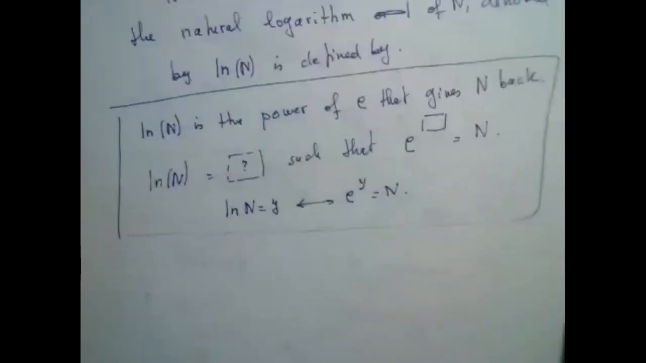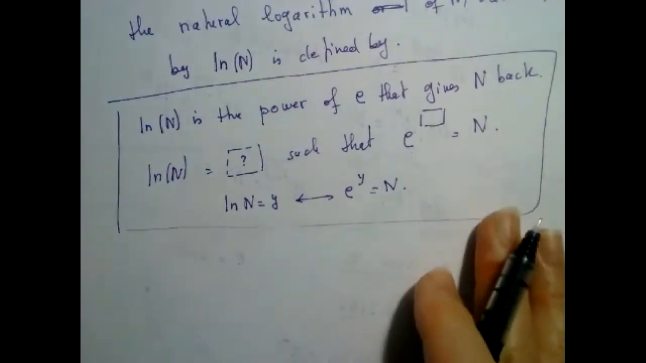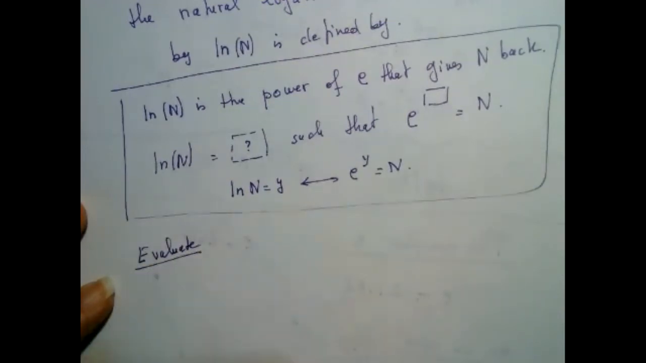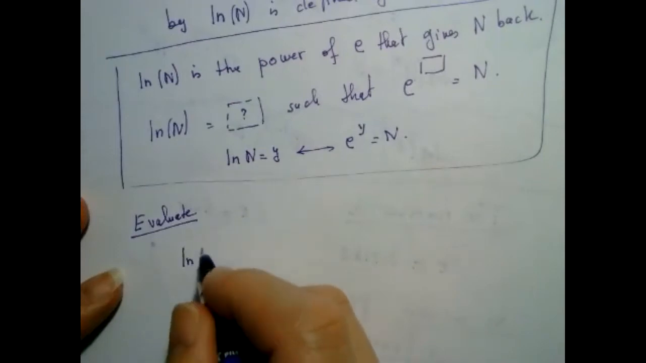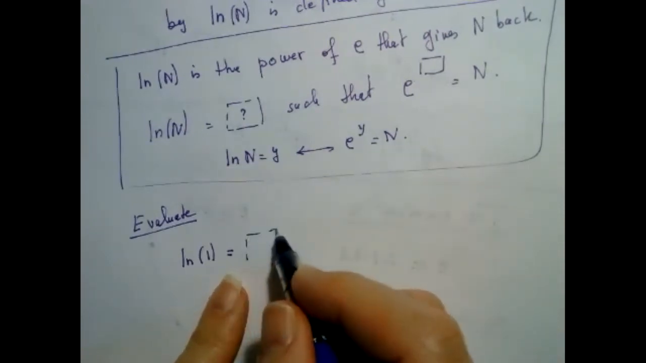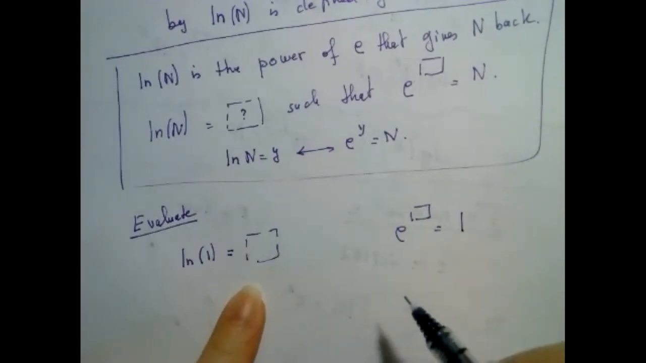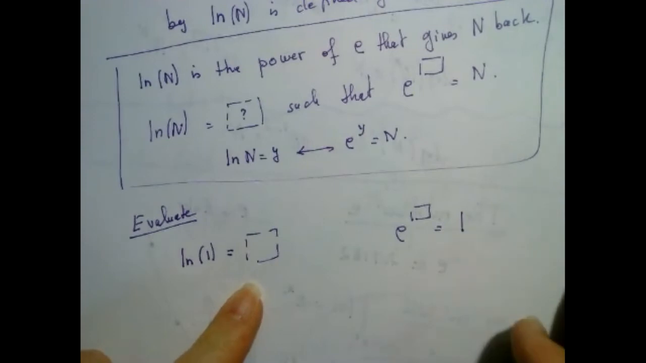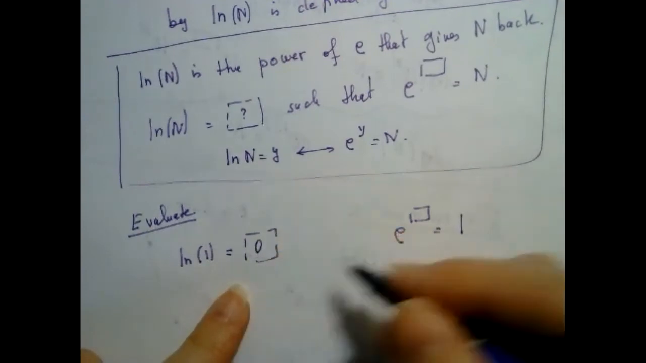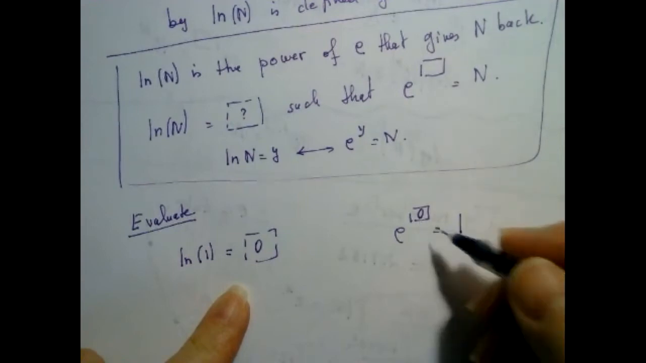All right, so let us practice this definition before we move on. Let us practice this the same way we practiced the log. The only difference here is that instead of 10, I have an e. So evaluate, without a calculator, ln of 1. By definition, I'm looking for something such that e to the power of this gives 1. What should go in the box? 0. Because e is a number, to get a 1, you should raise it to the power 0.